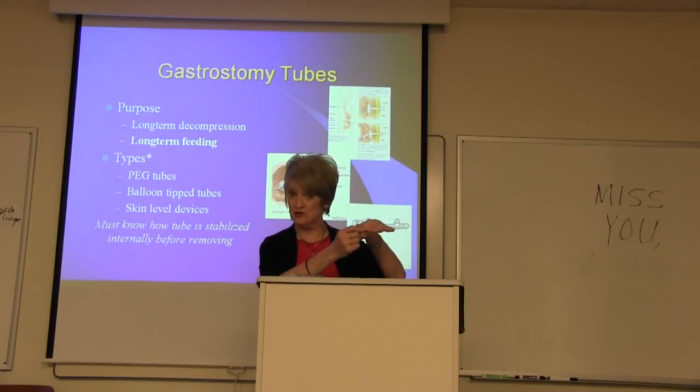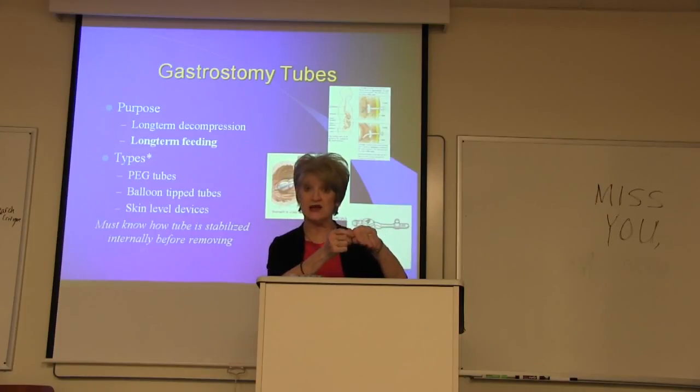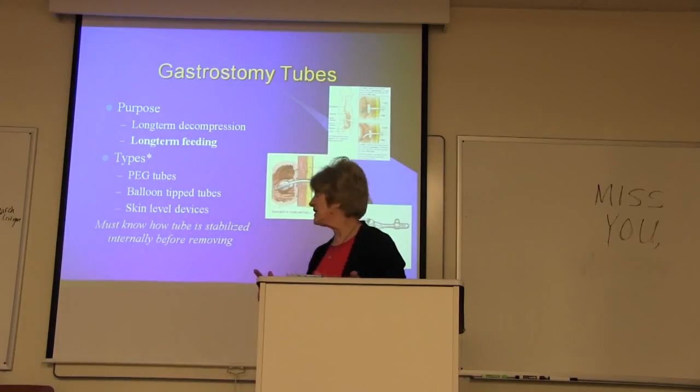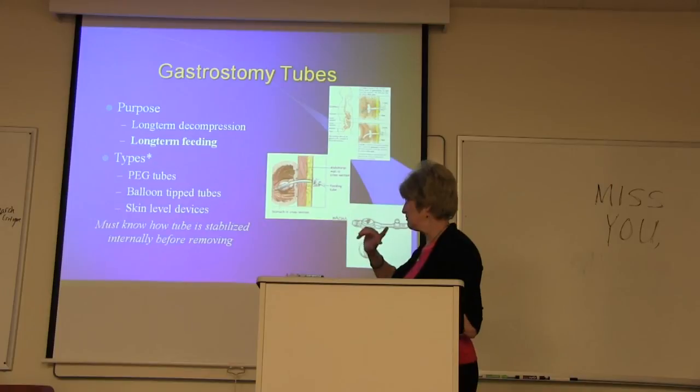The advantage in dealing with children and demented adults is there's nothing to pull on. It's very hard to take this out, to remove this accidentally. So 3 major types: PEG tubes, balloon tip tubes, and skin level devices.